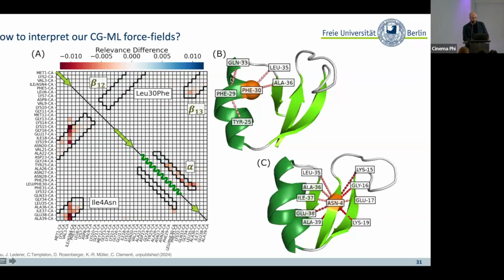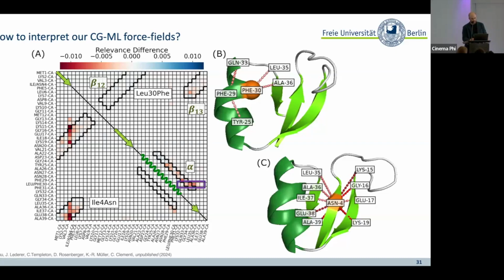So on the top here, we're mutating this leucine 30 with a phenylalanine 30. The leucine 30 is known experimentally to form a very stable interaction with this leucine 35 here, and in general to stabilize all the alpha region. And if we mutate it with a phenylalanine that is much bigger, we expect some destabilization in the interaction, of course, with the leucine 35, but all over the alpha region in general.